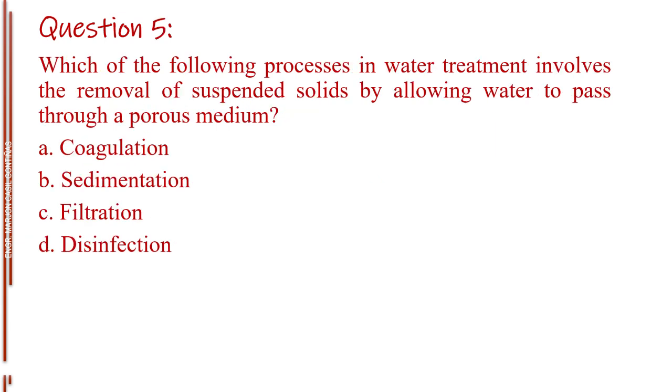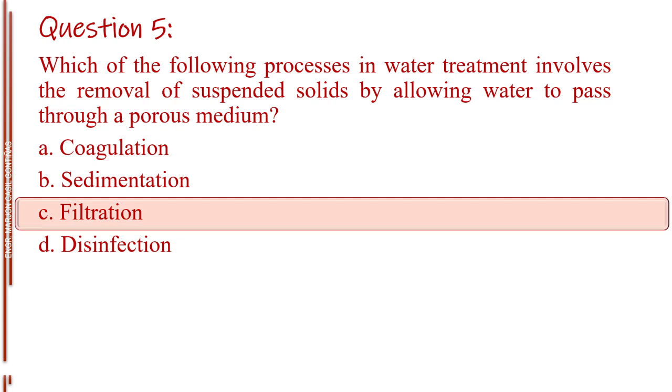Question number 5. Which of the following processes in water treatment involves the removal of suspended solids by allowing water to pass through a porous medium? Letter A, coagulation. Letter B, sedimentation. Letter C, filtration. Letter D, disinfection. The answer is letter C, filtration.